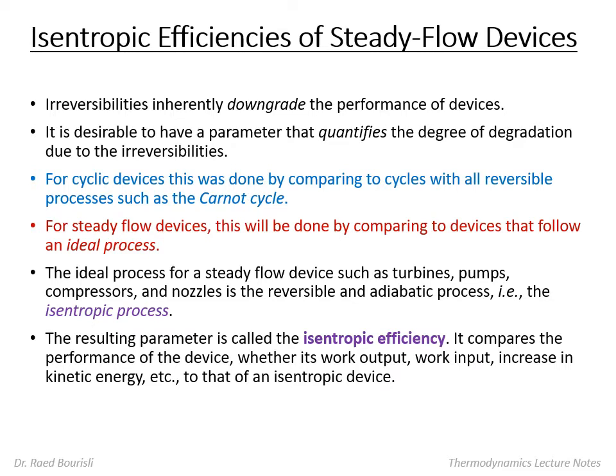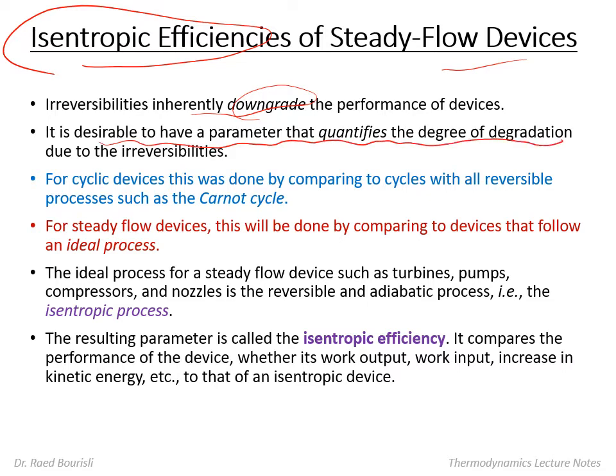Irreversibilities, let's talk about something called isentropic efficiencies of steady flow devices. Irreversibilities inherently downgrade the performance of devices. So irreversibilities are bad. It is desirable to have a parameter that quantifies the degree of degradation due to irreversibilities. I know they worsen the performance of these devices, but I need a number to quantify it. This degrades it by 50%, or this degrades it by 10%, I'll take the 10.